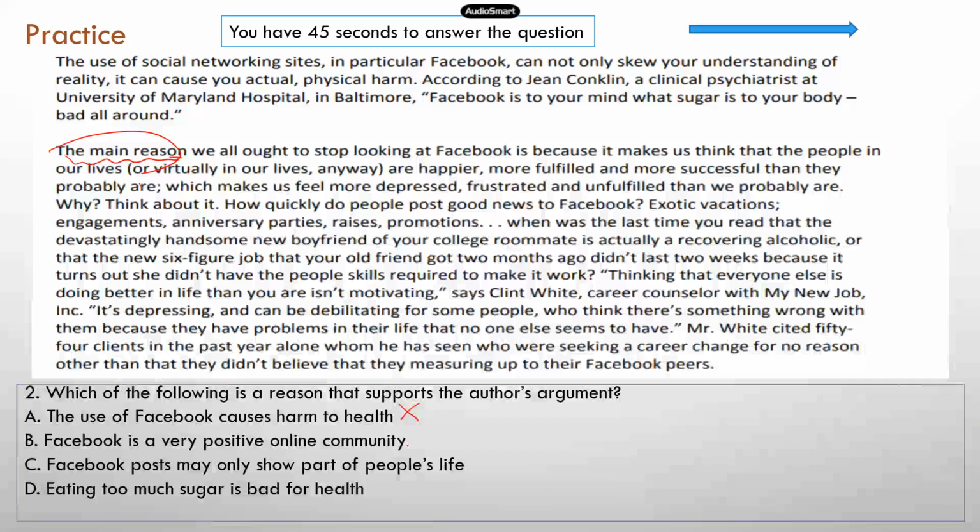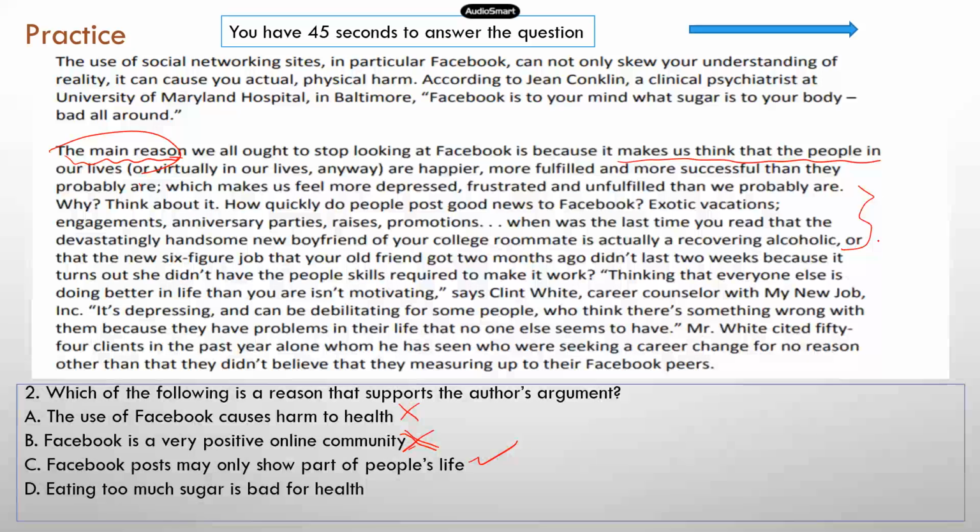And B, Facebook is a very positive online community. That's not it either. Right? It's, again, the author is trying to express the opposing view. C, Facebook posts may only show part of people's life. That's the correct answer. Because when you read the second paragraph, it says about how Facebook can make us think that other people are living happier lives, more fulfilled and more successful, but you don't see all aspects of their life, right?